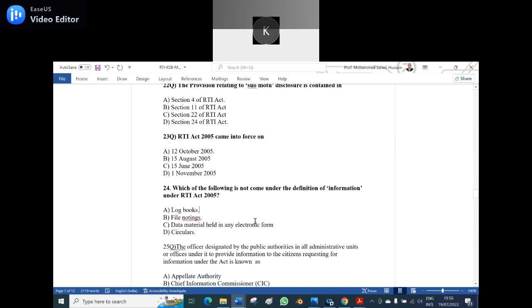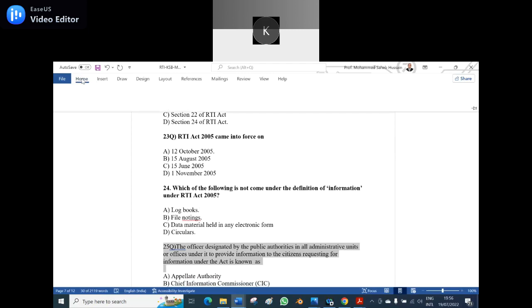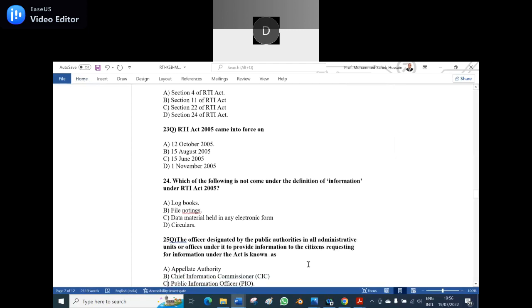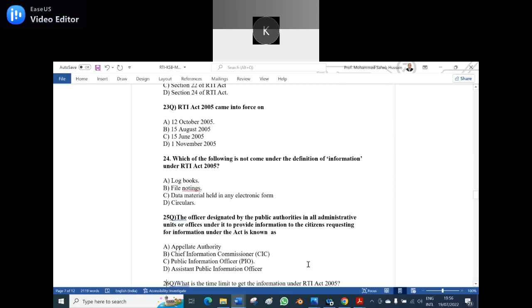24th question. Which of the following is not come under the definition of information under RTI Act 2005? A. Logbooks. B. File notings. C. Data material held in any electronic form. D. Circulars. It's option B, file notings. Yes, option B is the correct answer. File notings do not come under the definition of information.